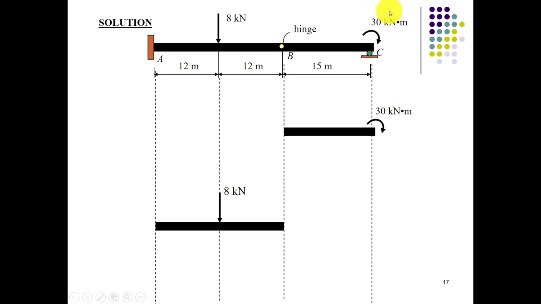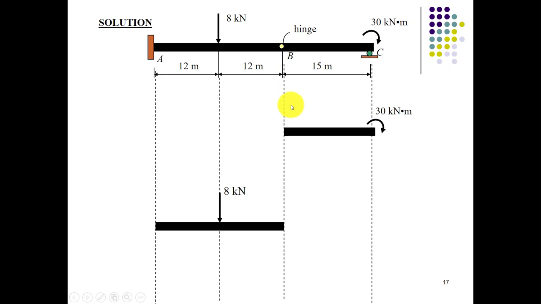One thing I want to make clear to you people is that a hinge only transfers the vertical or horizontal forces. Hinge only transfers the forces, not the moment. Hinge provides the releases so that the moment can get released. So there is no moment at point B.